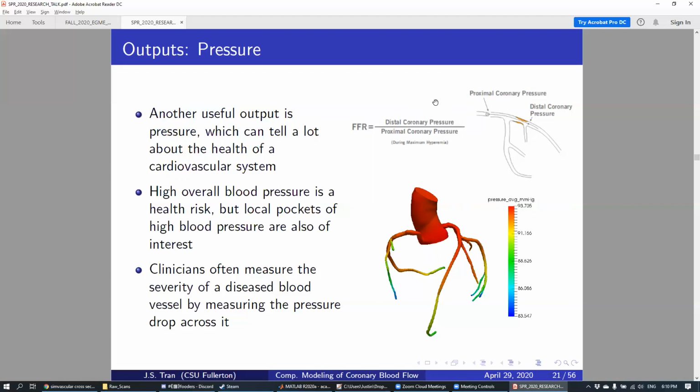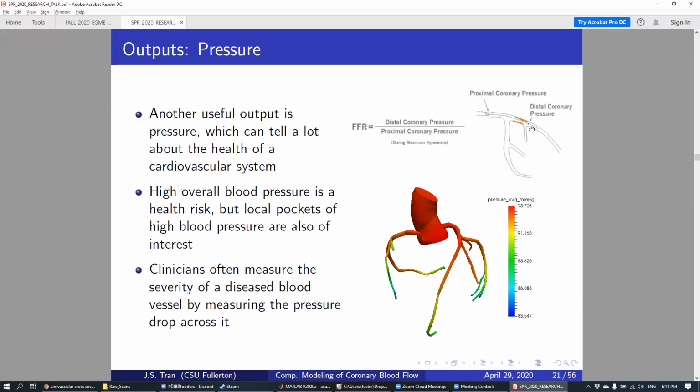And then from there, they can take the ratio of these two things and call it a quantity called FFR, which stands for fractional flow reserve, okay? From the fractional flow reserve, they can tell how bad your disease is, because if this FFR is something like 0.6, then what that tells you is that you had a 40% pressure drop going across this disease, okay? And that's something that's really severe.